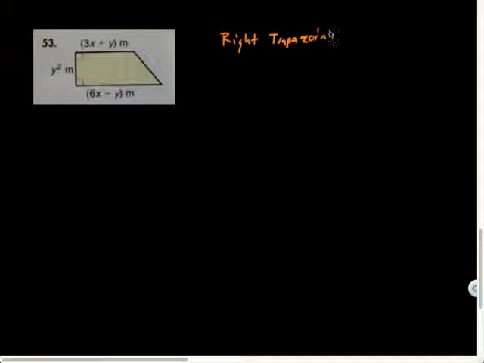Does anyone know the area formula for a trapezoid? The sum of the bases times half the height. Yeah, you got it. So there is the area formula. So my area is going to equal half the height. Let's see, the height is this y squared. The m, I believe, is the measurement in meters.